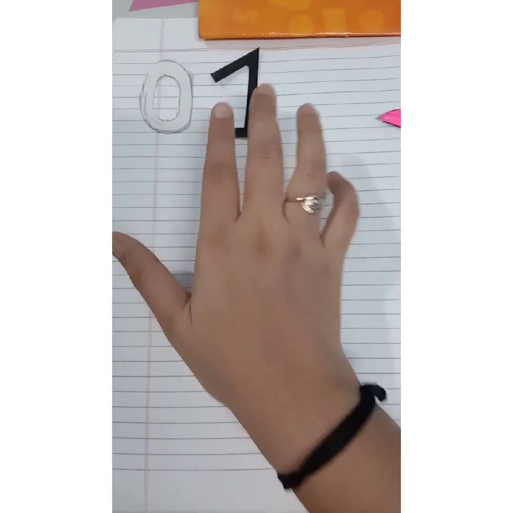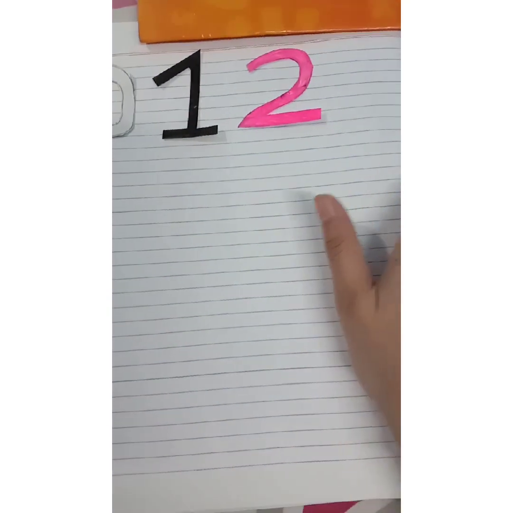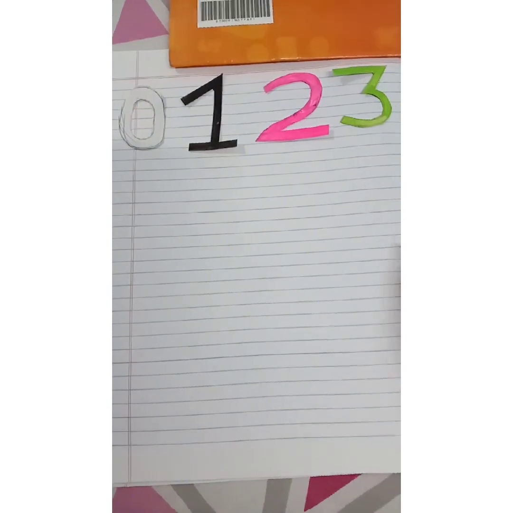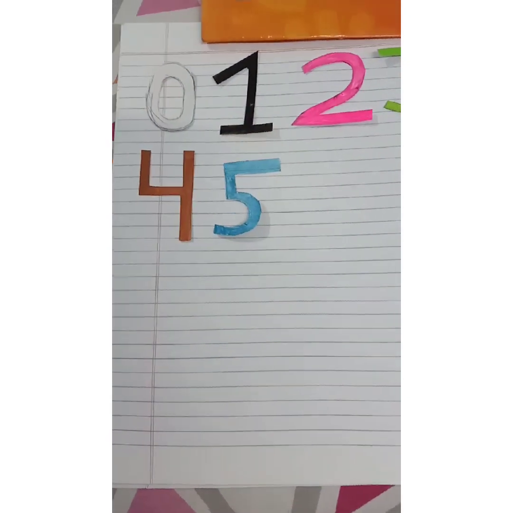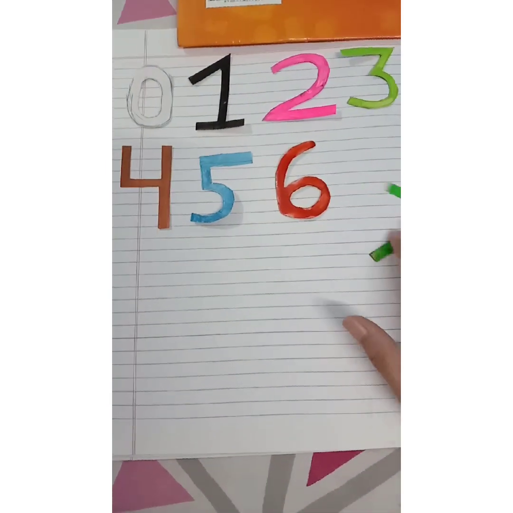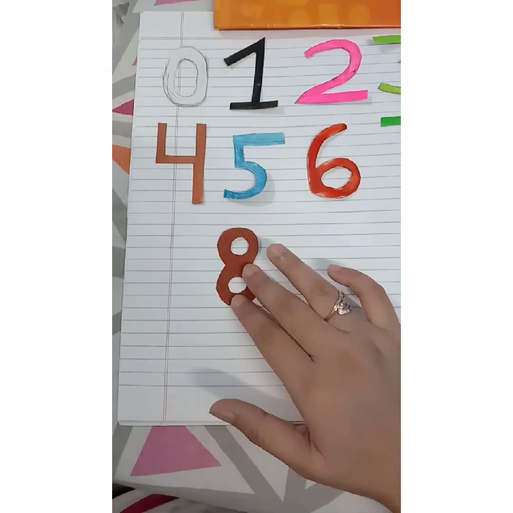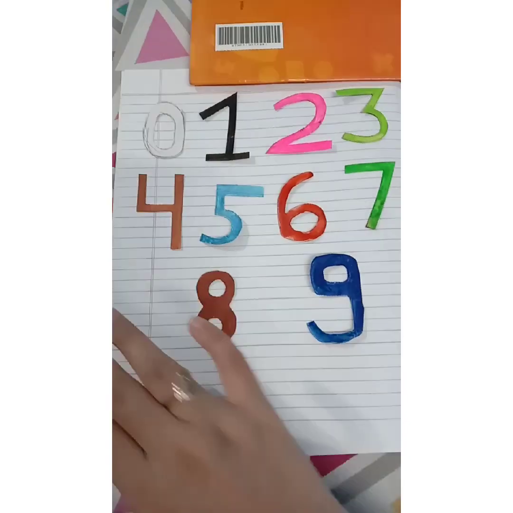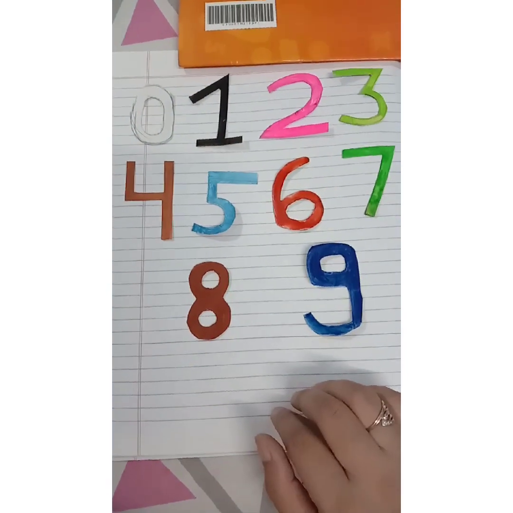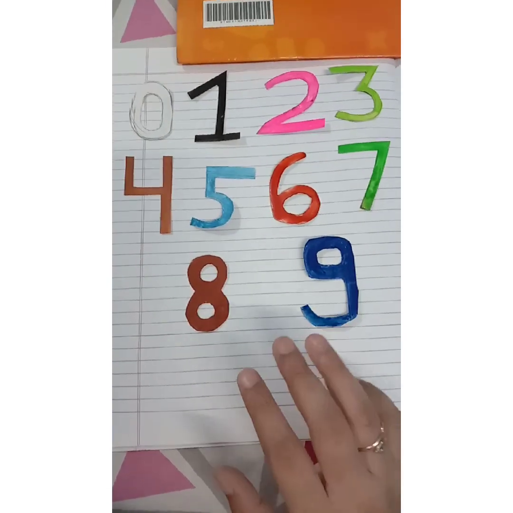We use 10 numerals or digits to write any number. These numerals are 0, 1, 2, 3, 4, 5, 6, 7, 8 and 9. These digits or symbols are known as Hindu-Arabic numerals.